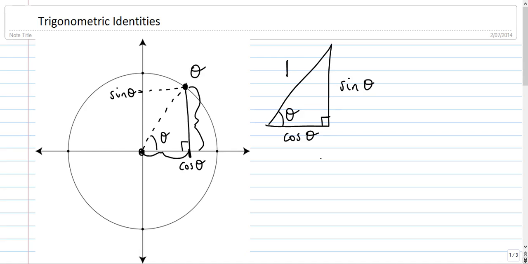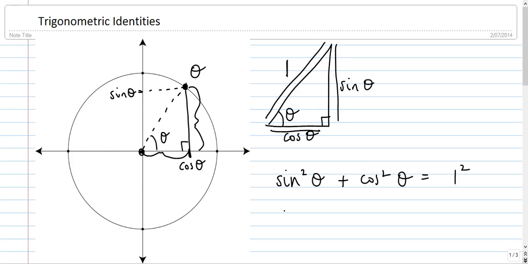And from here, because it's a right angled triangle, it's basically an identity that comes from Pythagoras. This side squared plus this side squared equals this side squared. Sine theta all squared, which we write as sine squared theta, plus cos squared theta equals 1 squared. And we know that 1 squared is the same as 1. So this is our first identity here that you need to know, and does come in handy sometimes. Sine squared theta plus cos squared theta equals 1.